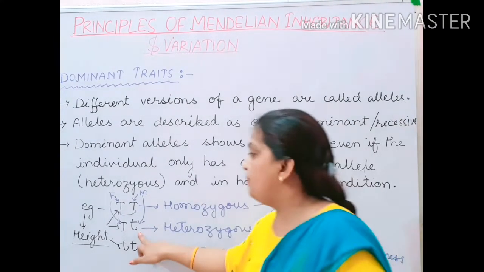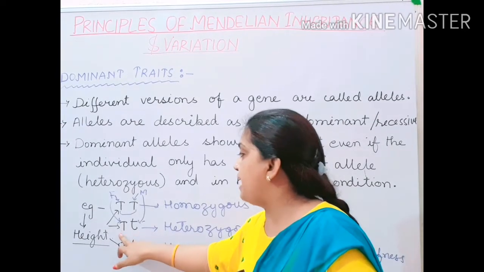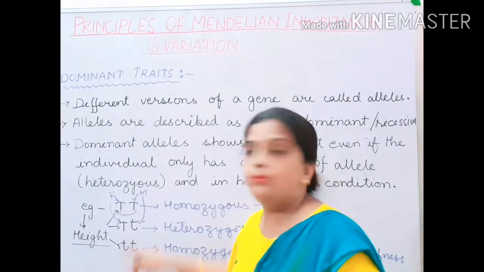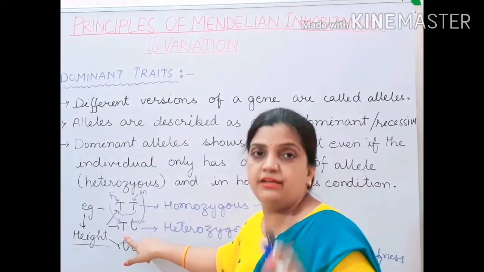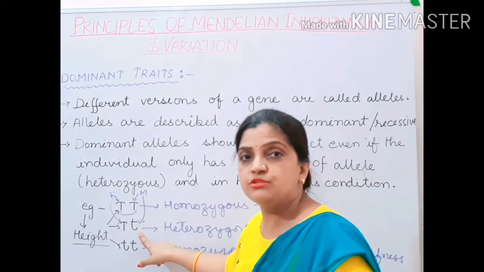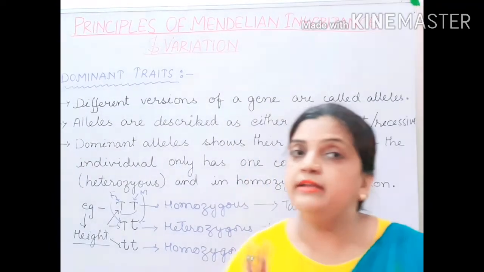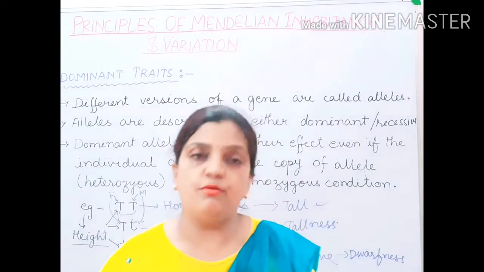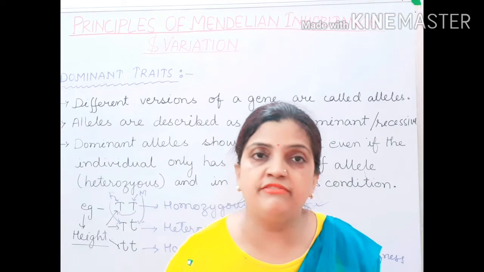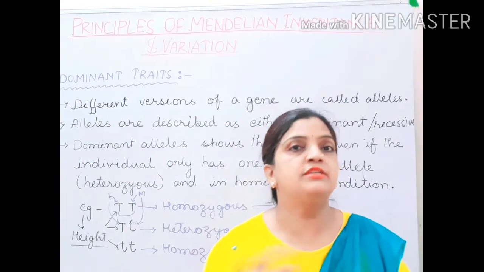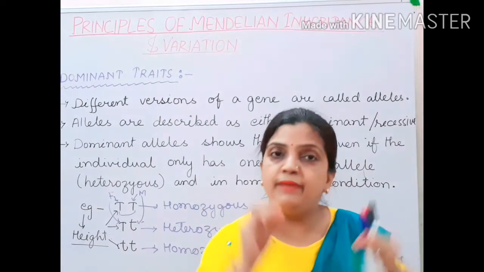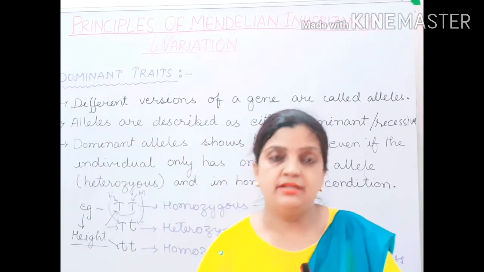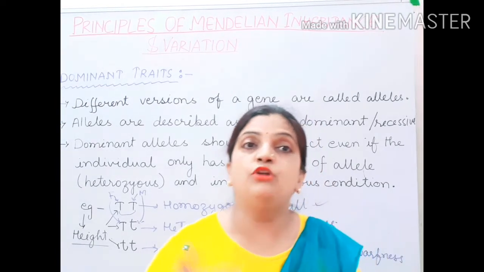Now children, one more thing over here, that capital T and small t, both the conditions are here. But which was dominant? The capital T was dominant. But what will happen to the small t? The small t will never vanish away. The small t allele present in the offspring will not escape anywhere. It will not be diminished. It will not be destroyed. But it will remain inside the offspring chromosome in a hidden condition. It will be present, but it will not be expressed.